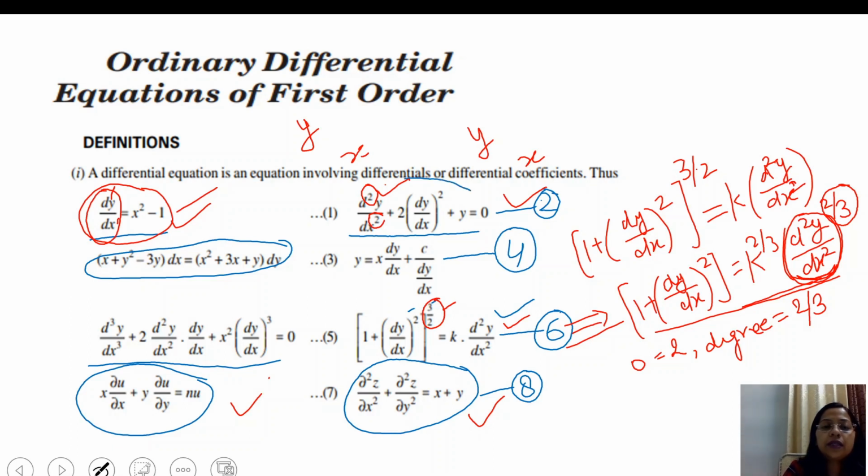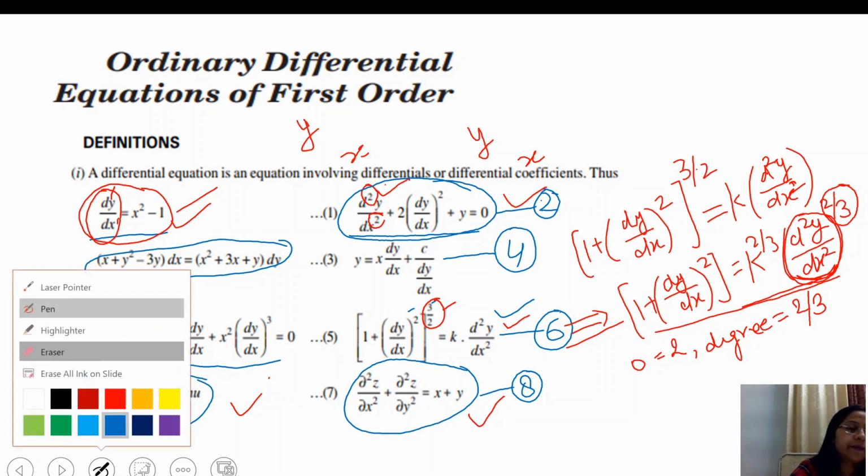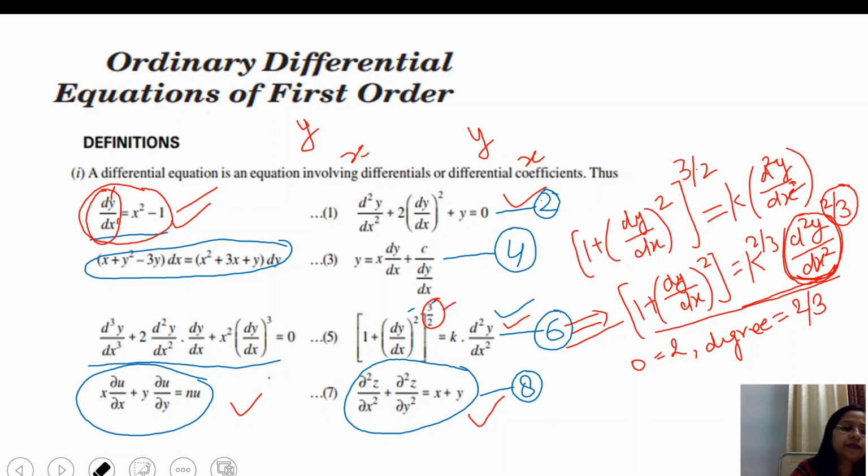All right, now let us check example number 2 that we have. Here in this example the highest order derivative present is of second order, that is d2y by dx2. So the order of this differential equation is 2. What is the power of this differential coefficient? It's 1. So that means the degree of this differential equation is 1.